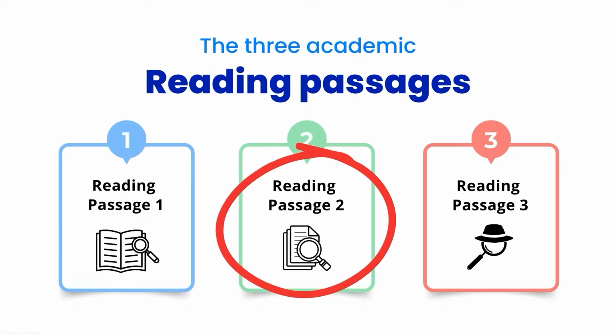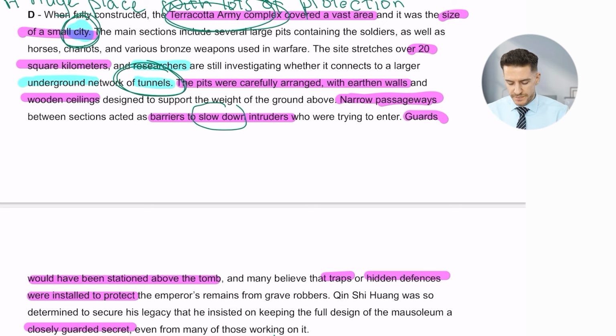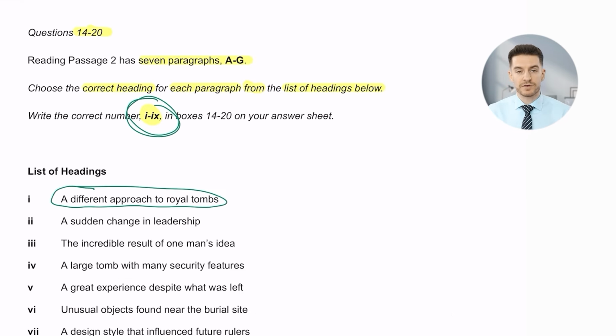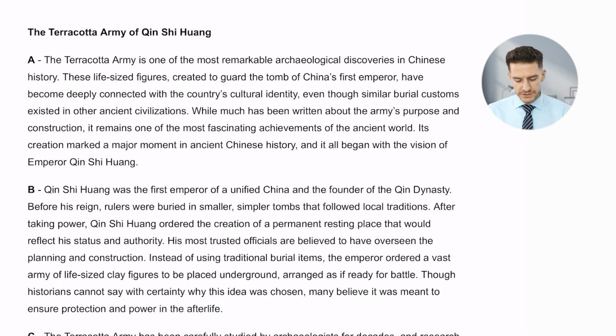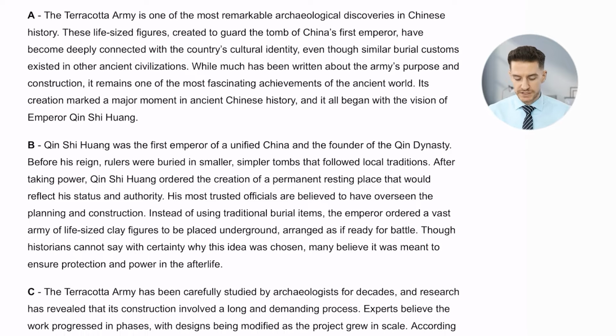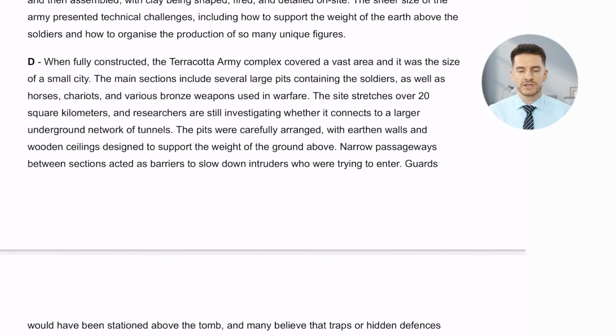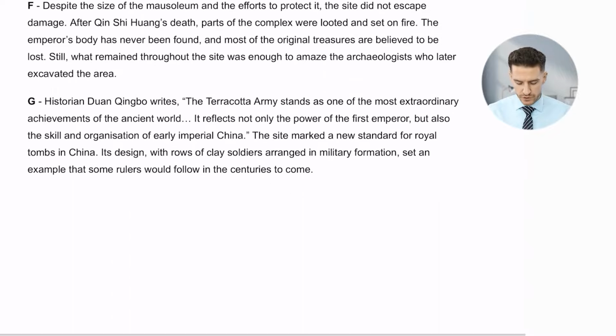Passage 2 is where the IELTS reading test starts to get a bit more challenging. The vocabulary is more difficult and the questions often require more time to complete. All right, so here is our reading passage 2. As you can see, it's called The Terracotta Army of Qin Shi Huang. Now, I hope I said that correctly. I can't say I'm fluent in Chinese. Now, for the purposes of this video, we're not going to do that. We're just going to go straight down to the questions.